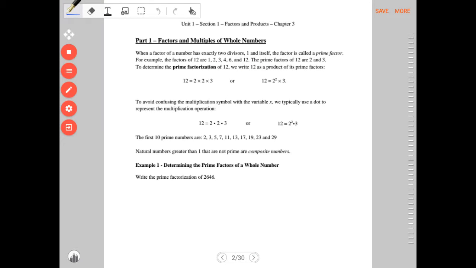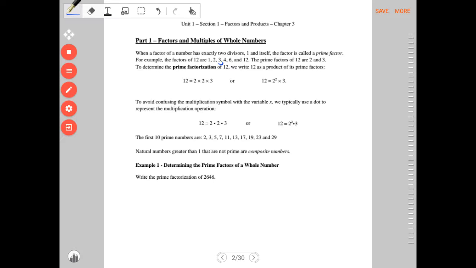Part 1, Factors and Multiples of Whole Numbers. When a factor has exactly 2 divisors, one and itself, the factor is called a prime factor. For example, the factors of 12. All the things that divide nicely into 12 are 1, 2, 3, 4, 6, and 12. And they usually go in pairs. 1 times 12 is 12, 2 times 6 is 12, and 3 times 4 is 12.